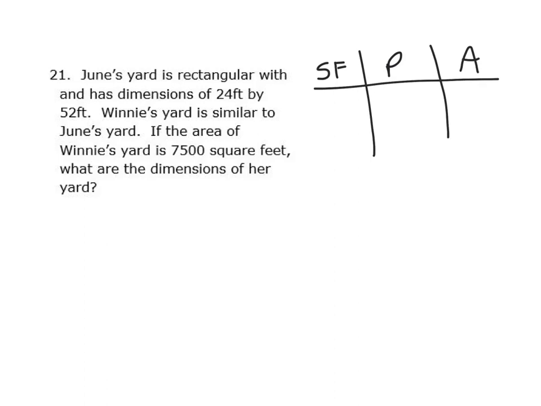Okay, and in this last problem, we have a rectangular yard with the dimensions 24 feet by 52 feet. Winnie has a similar yard. We know the area of Winnie's yard is 75,000 square feet, and we're looking for the dimensions of her yard. So this one we're going to have to solve twice.